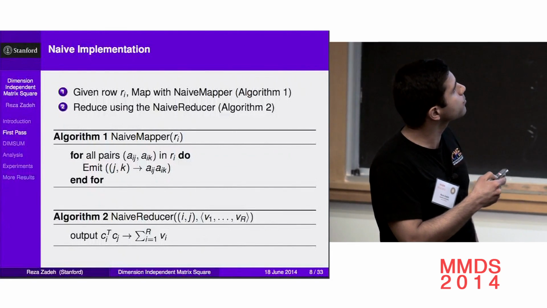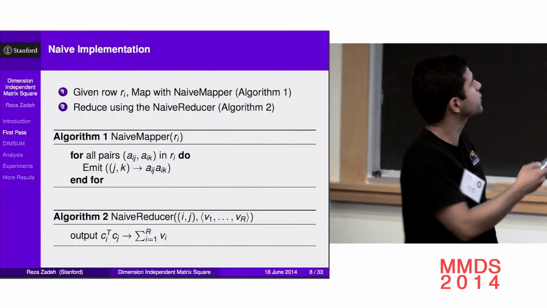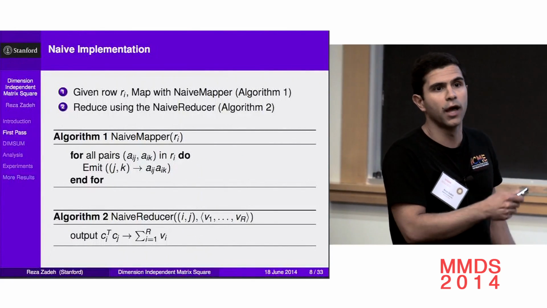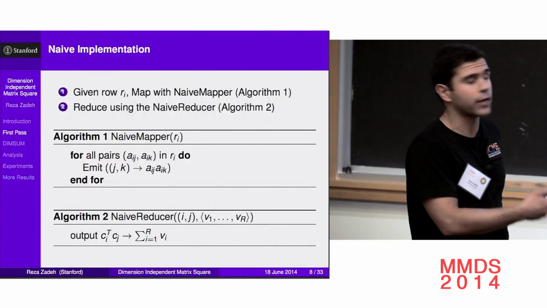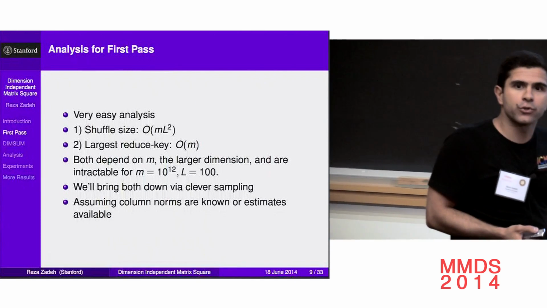So this is one little multiplication in a dot product. So dot product is the summation of a bunch of little multiplications. This is one of those little multiplications. The reducer just does the summation. Nothing fancy at all. Now we'll analyze this thing, okay? So there are two things to analyze in any MapReduce situation.